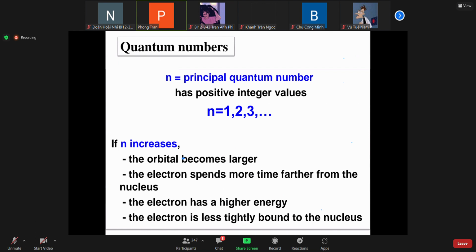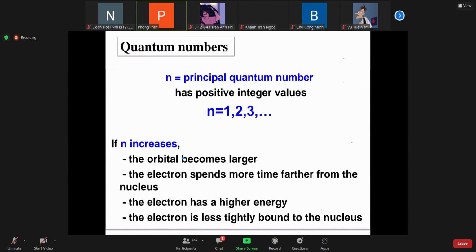So the first quantum number n is the principal quantum number, which has positive integral values. It's always 1, 2, 3, and so on. If the value of n increases, the orbital becomes larger, and the electron spends more time far from the nucleus. The smaller n means the electron gets closer to the nucleus, and a higher value of n means the electron gets farther from the nucleus.